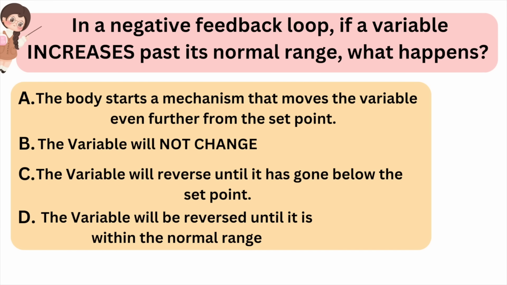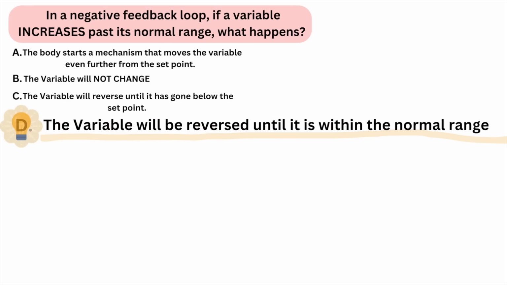Question number 3. In a negative feedback loop, if a variable increases past its normal range, what happens? A, the body starts a mechanism that moves the variable even further from the set point. B, the variable will not change. C, the variable will reverse until it has gone below the set point. Or D, the variable will reverse until it is within the normal range. Our answer here is the variable will reverse until it is within the normal range.